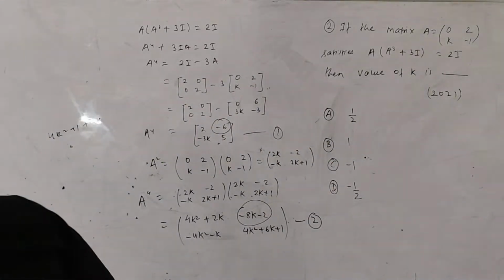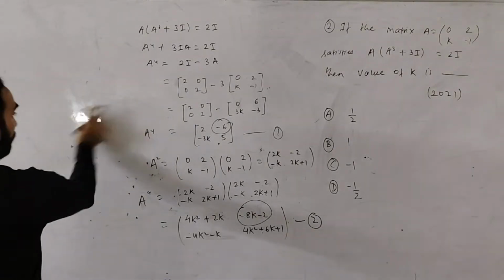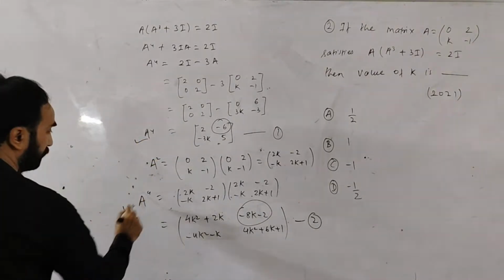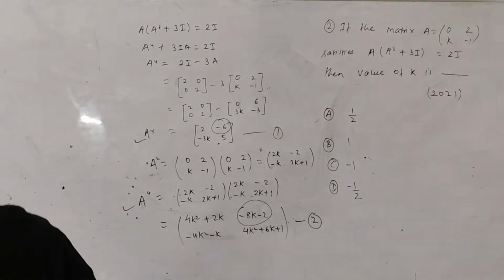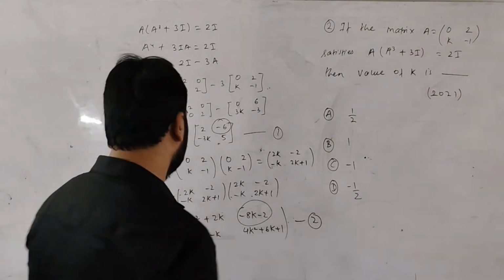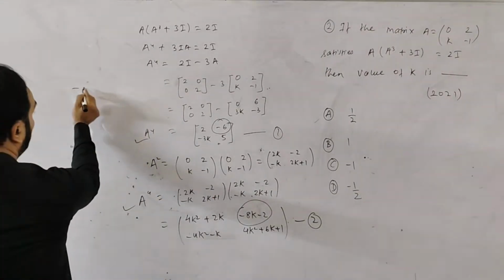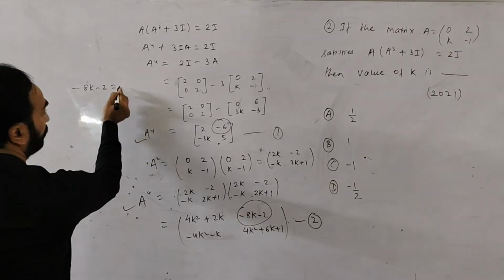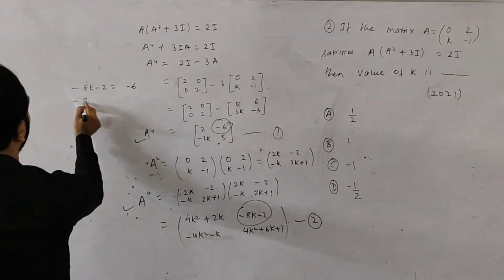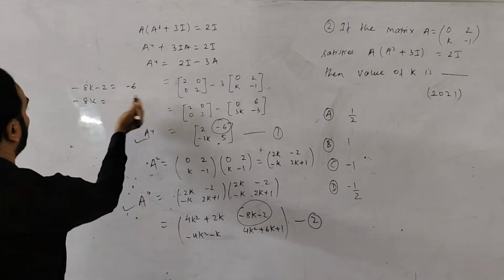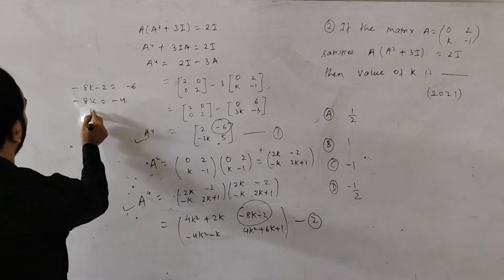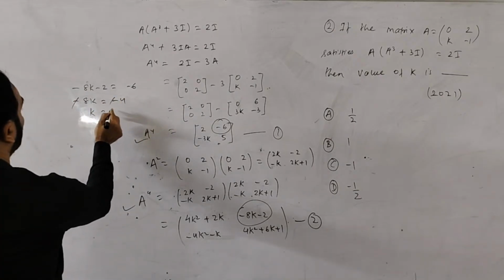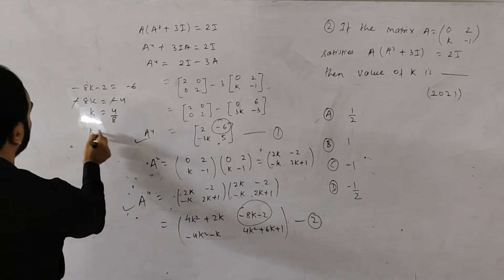So what I will get now? We will compare it. We will write minus 8 because this is also a to the power 4 and this is also a to the power 4. So obviously the elements will also be same, right? So I am writing it here. Minus 8k minus 2 will be equal to minus 6. So minus 8k will be equal to minus 6 plus 2, minus 4, and k will become equal to what? 4 by 8, and k is equal to 1 by 2.